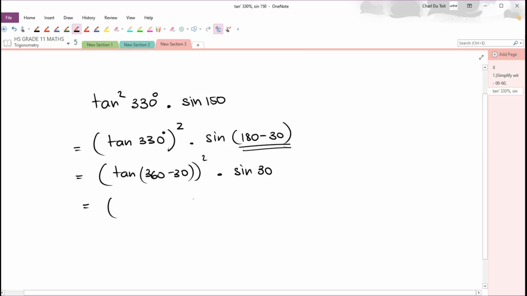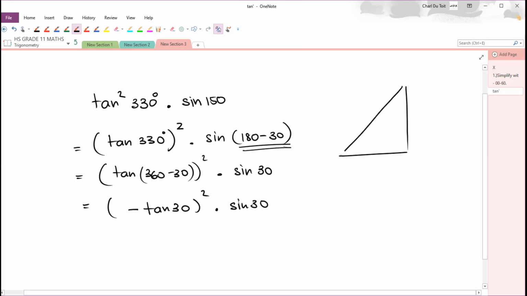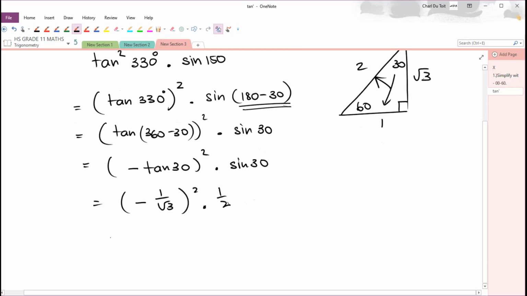Right, let's work with this tan. It's the square of the fourth quadrant. 360 minus 30 is the fourth quadrant. So that will be negative tan 30 times sin 30. Now I only have to draw this one triangle because I only have one angle here: 1, 2, root 3. Tan 30 is 1 over root 3 squared. Sin 30 is opposite over hypotenuse, that's a half. Minus root 3 squared is a third times a half, and then it's 1/6.